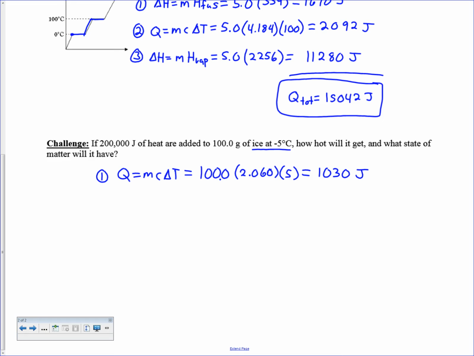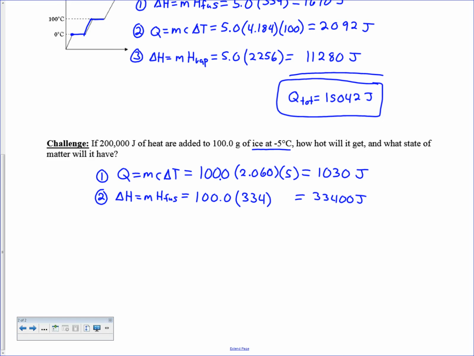So after we heat it up, we'll melt it. So we have delta H equals m times heat of fusion. And we'll see how much energy it would take to melt the whole thing. So mass, again, 100.0. Heat of fusion, 334. We multiply those together. We get 33,400. Again, now we're in the range of 34,000, so nowhere near 200,000, so we're going to keep going.